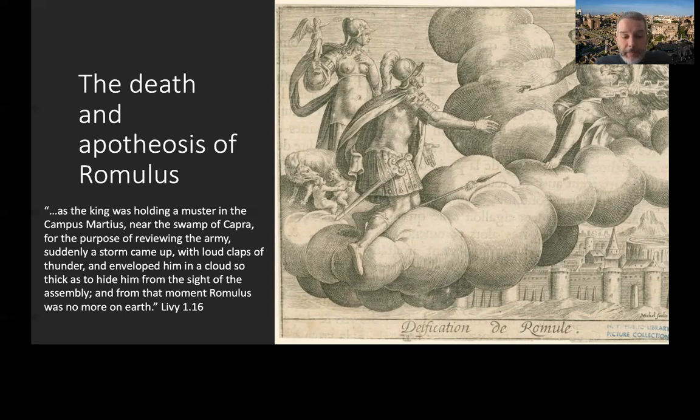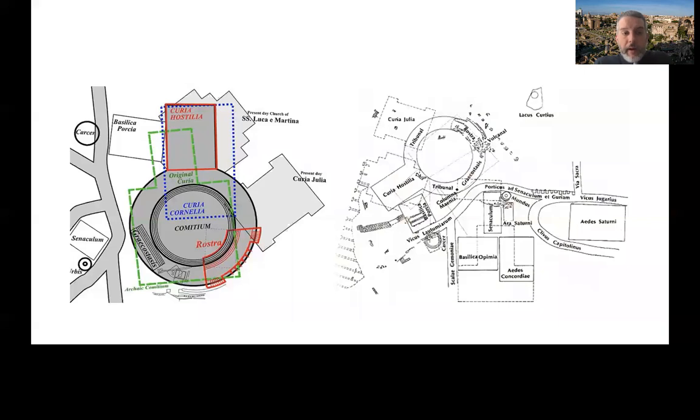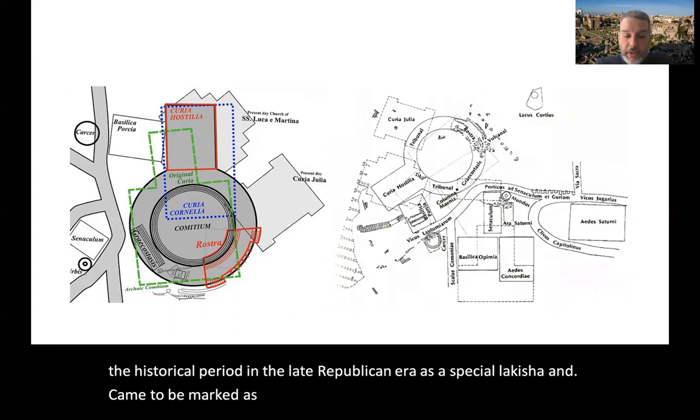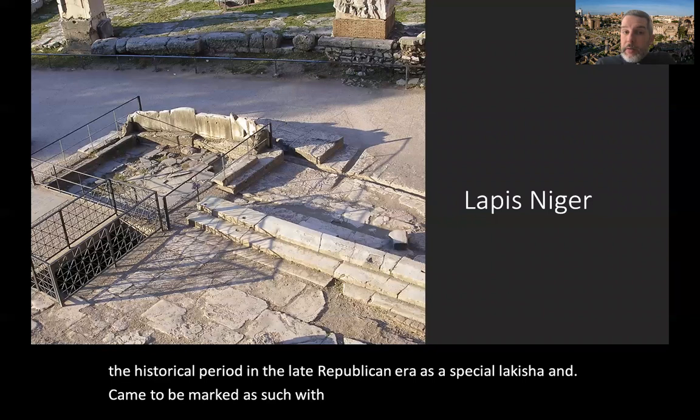Now, an area in the front of the Comitium, perhaps connected with the ancient cult place of Vulcan, was known in antiquity, even in the historical period in the late Republican era, as a special location, and came to be marked as such with a special pavement, earning it the name of lapis niger, the black rock or black stone.